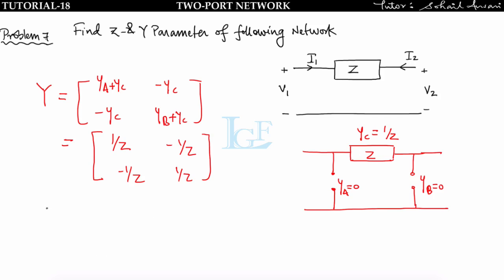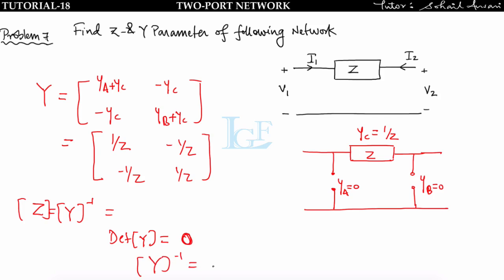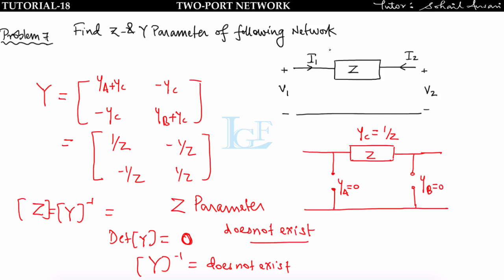Now for the Y matrix, Z is equal to Y inverse. For that we need to find the determinant first. So if you find the determinant of this Y matrix, you will get 0. So Y inverse does not exist. For any matrix, if the determinant is 0, then the inverse does not exist. So finally we can say that the Z parameter does not exist. Got it? So we can find only the Y parameter of this network.